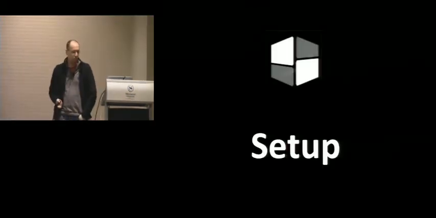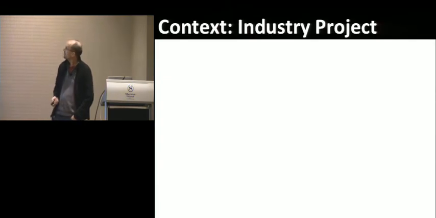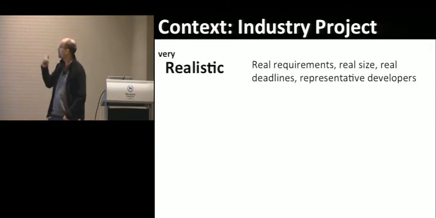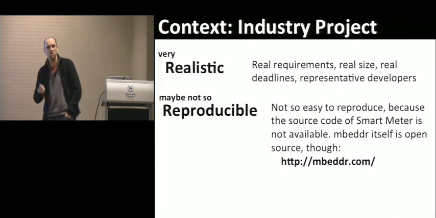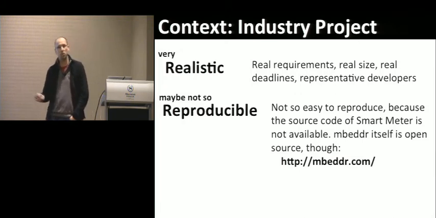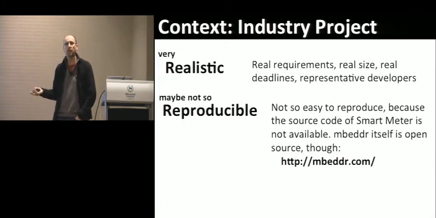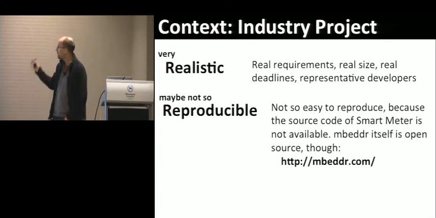So, the setup of the case study. It's an industrial project. This is very good for realism, right? It's a real project with real requirements, real size, real deadlines, real developers. It's not so good for reproducibility because the source code is proprietary. That's also why this is not artifact evaluated. I couldn't hand out the source code. mbeddr itself is open source, but the smart meter implementation is not.